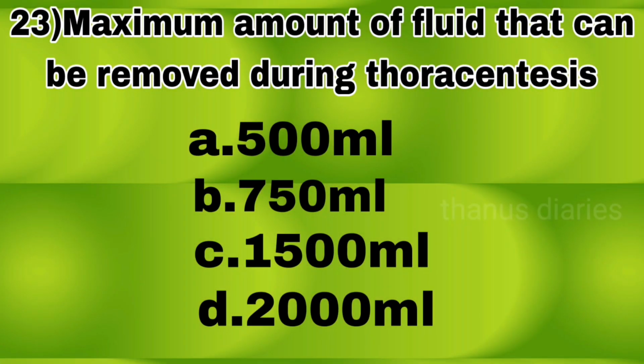Next question: maximum amount of fluid that can be removed during thoracentesis: 500 ml, 750 ml, 1500 ml, 2000 ml. Answer is 1500 ml.